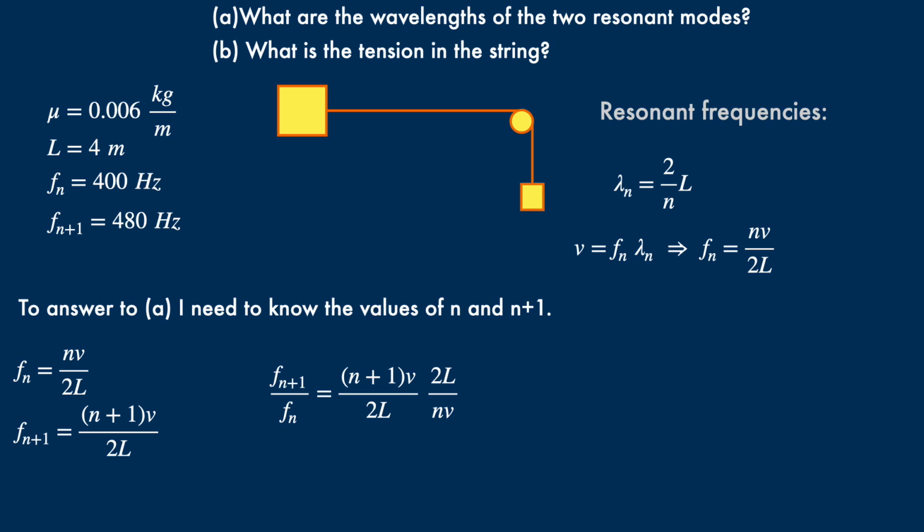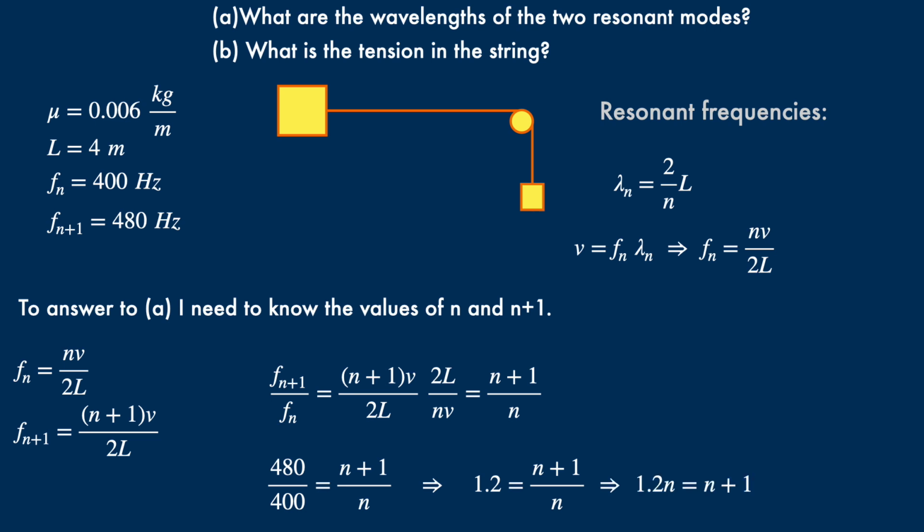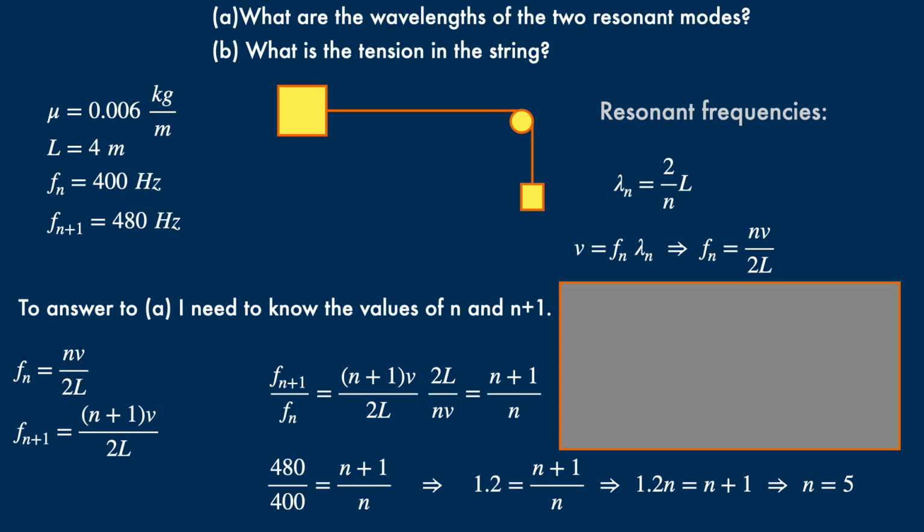What we can do is divide one frequency over the other one, and then most things will cancel here, and we'll have that the ratio of frequencies is just n plus 1 divided by n. Then we can just substitute those values, 480 and 400, and solve for n, and here we get that n is equal to 5. So the resonant frequencies are f sub 5 and f sub 6.